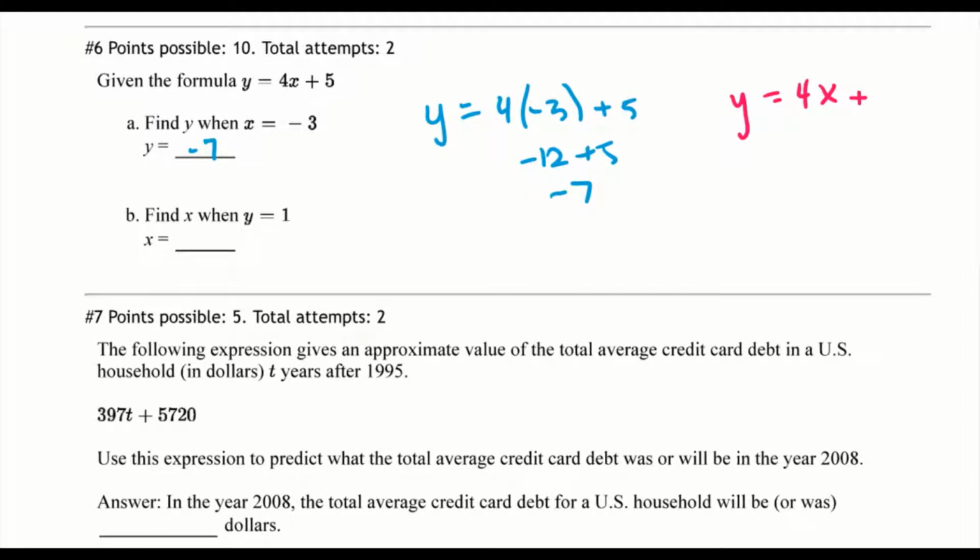Okay, so when y is 1 it's going to be 4x minus 5, and then I use my algebra to figure out what x is going to be.